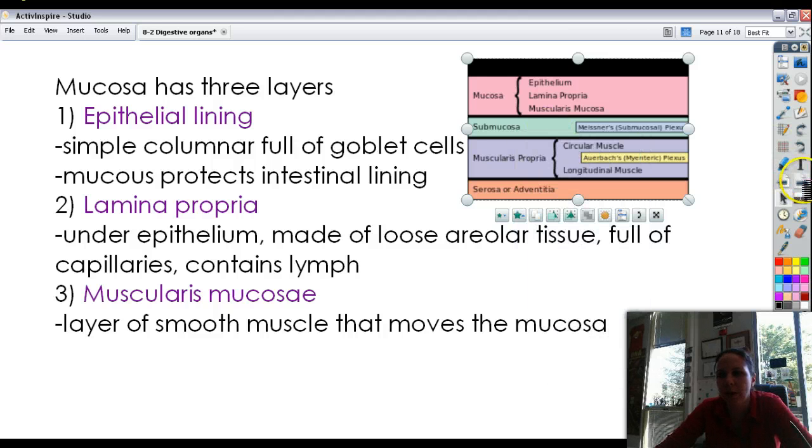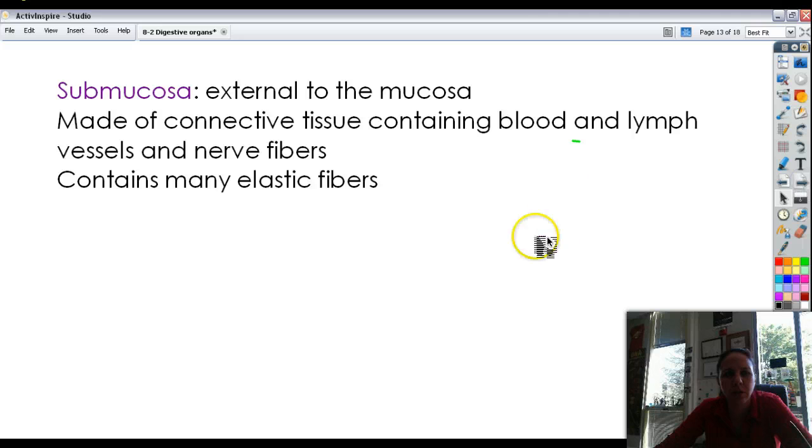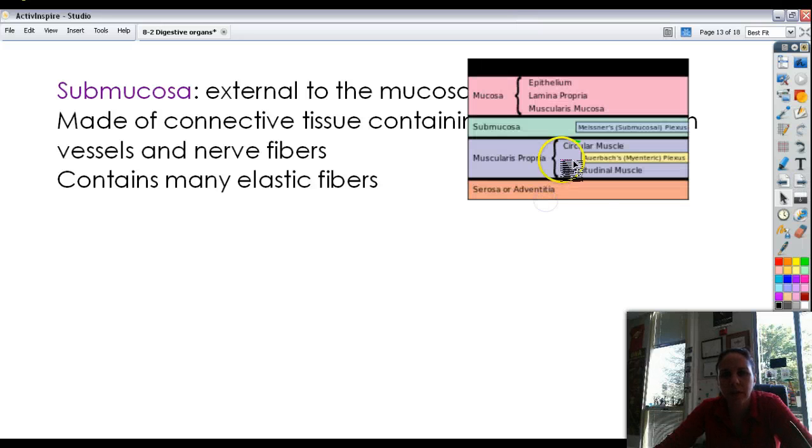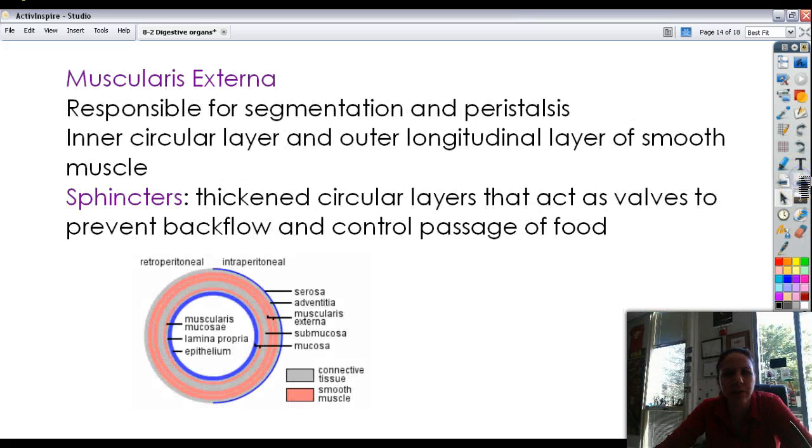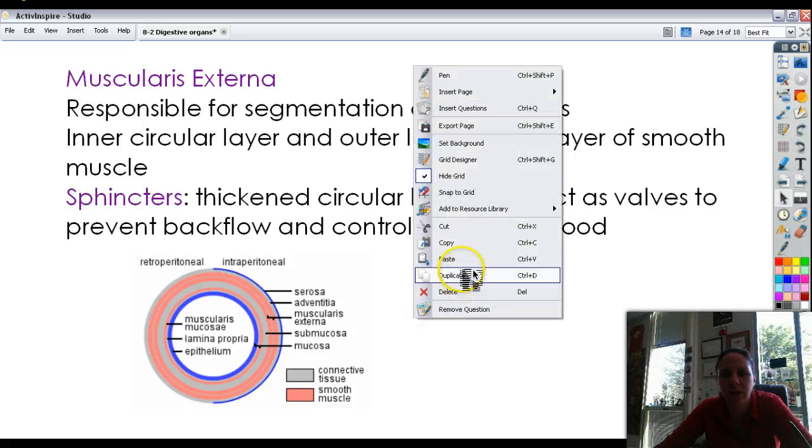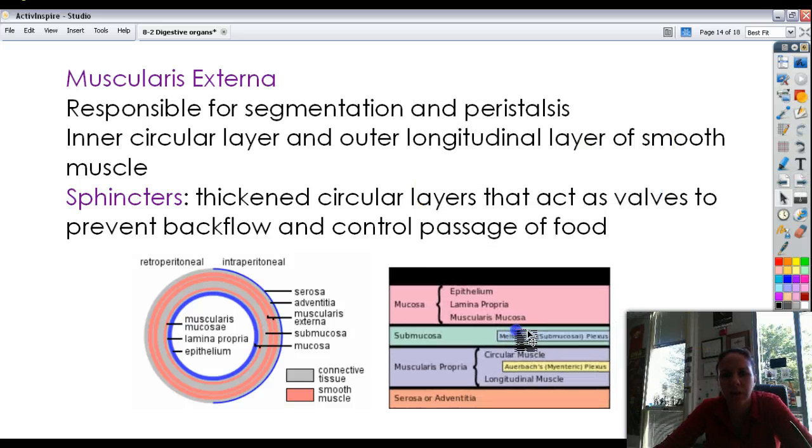Copy. I like that picture. It's a good picture. I'm going to stick it here. Paste. And I'm going to stick it over here. Paste. There we go. I like that.